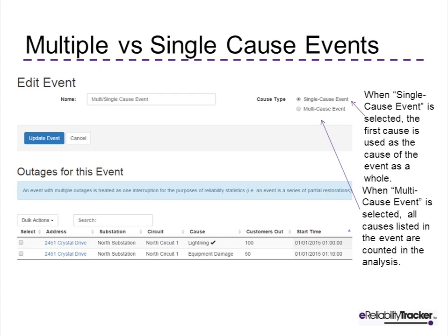So, for example, if I had 3 squirrel-related outages and grouped them together into one event, the system would put a 3 next to the count for squirrel-related outages in the cause analysis.